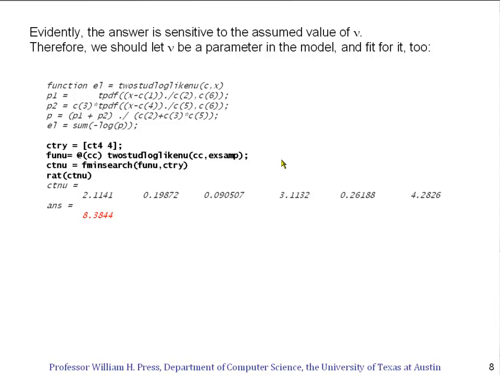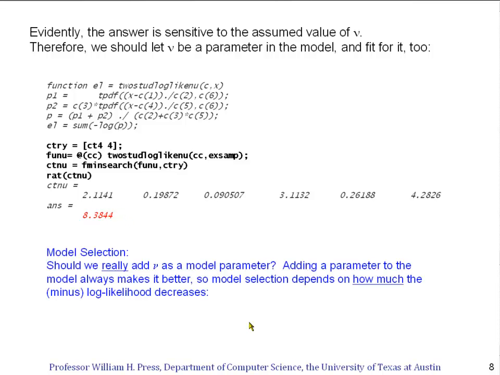Now when we do the fminsearch, here we get values for the 2 components, and here we get out the best fitted value for the Student's t parameter nu, 4.3 approximately. And here we get out the best value in this model of the ratio of the 2 areas, 8.4 approximately. So now we arrive at the model selection question.